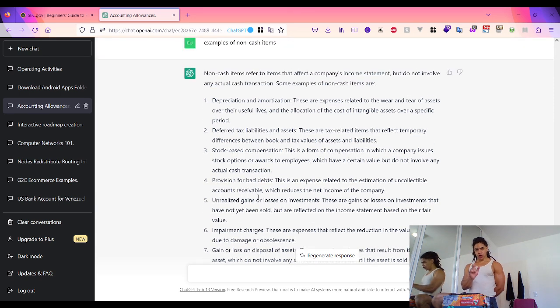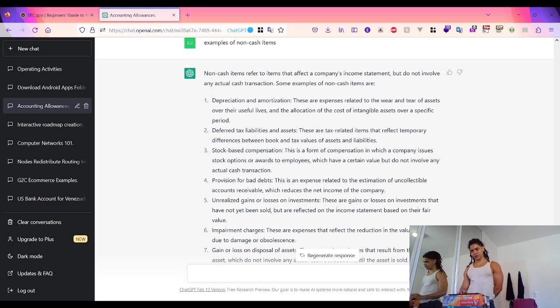But again, these are non-cash item examples, where they affect the company's income statement but do not involve any cash transaction. Examples are depreciation and amortization, expenses related to the wear and tear of assets over their useful life, and stock-based compensation, where a company issues stock options or awards to employees which have a certain value but do not involve any actual cash transaction.